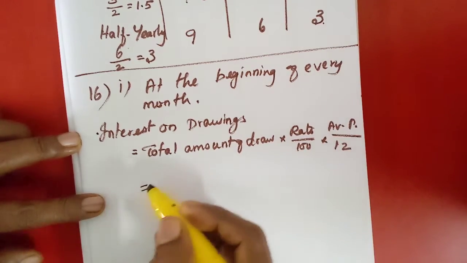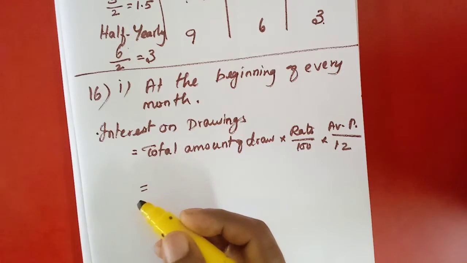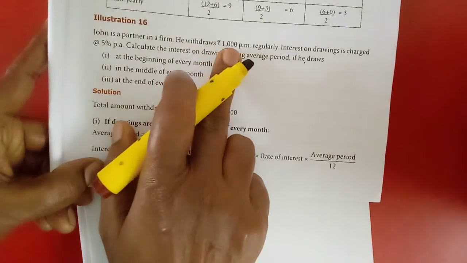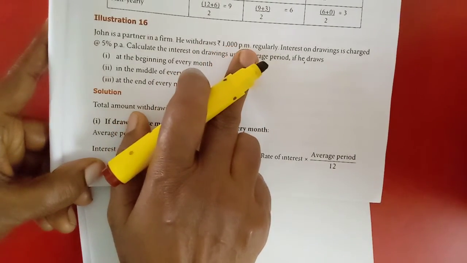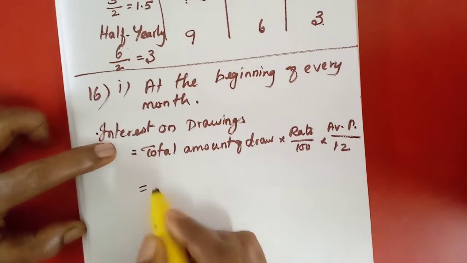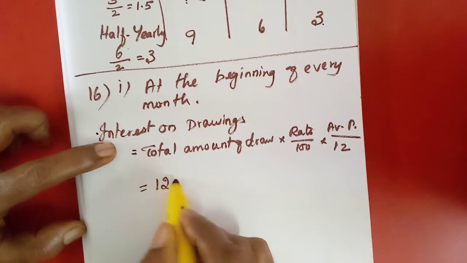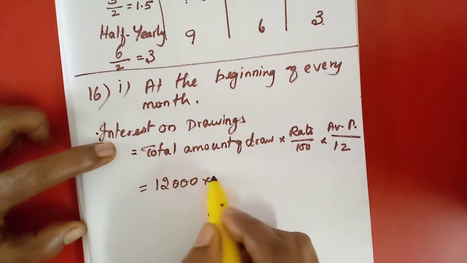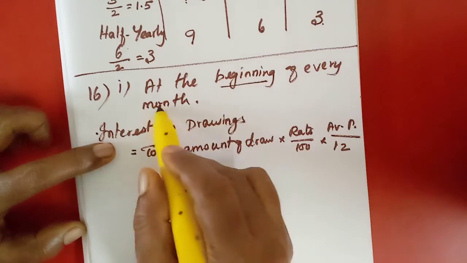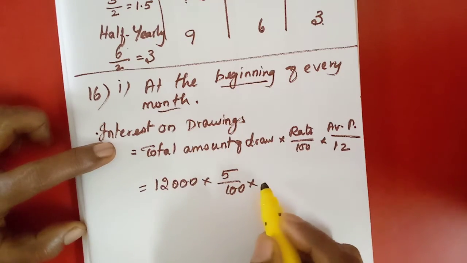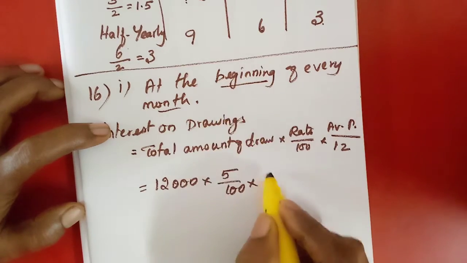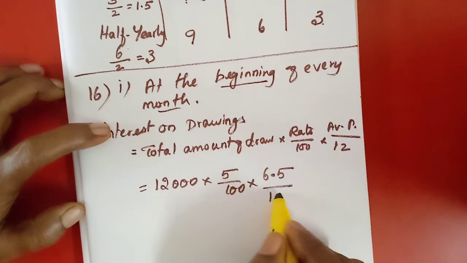Okay, total amount of drawings, what is given? 1,000 per month. Okay, we should not forget that it is 1,000 per month. Don't take 1,000. 1,000 per month means yearly how much? 1,000 into 12, 12,000. Rate how much is given? 5 by 100. Now, average period at the beginning of every month. So, how much will we get? 6 plus 0.5, so 6.5 by 12.